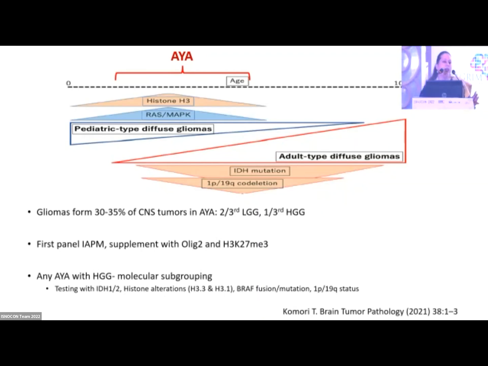So in the light of the WHO 2016 classification, we were already doing IAPM as a first panel of markers, but now we need to supplement it with OLIG2 and H3K27me3. That will help us to choose what molecular testing we should do. And we should attempt in any high-grade glioma in AYA to try to identify the particular type of mutations associated with it so that adequate management can be taken.